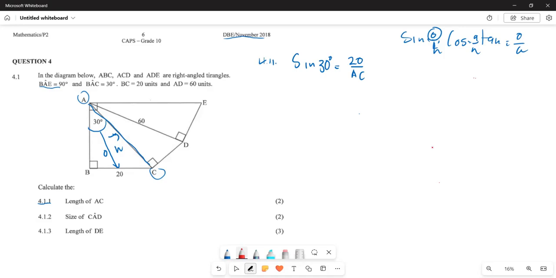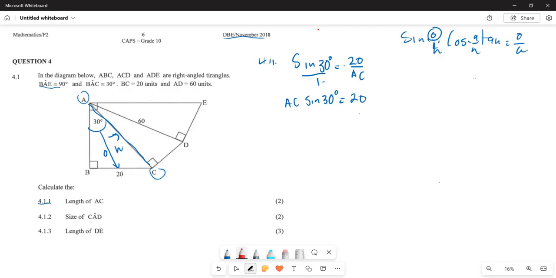And what is it that we can do from here? We can try and multiply in here. Look, remember this is the same as over 1 here. You can make this over 1, and now you can cross multiply. When you cross multiply, we are going to have AC times sine of 30 degrees equals 20, right? So basically you multiply the 1 with the 20, and the sine of 30 degrees with AC.